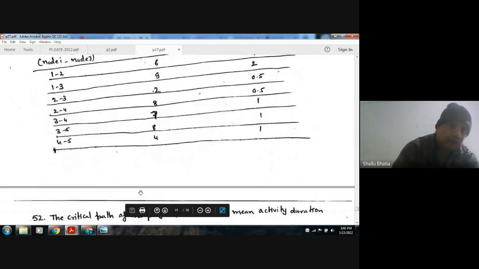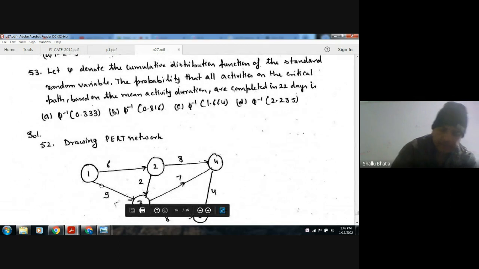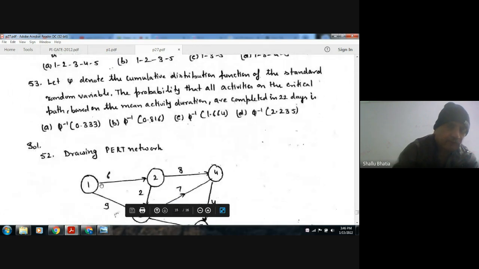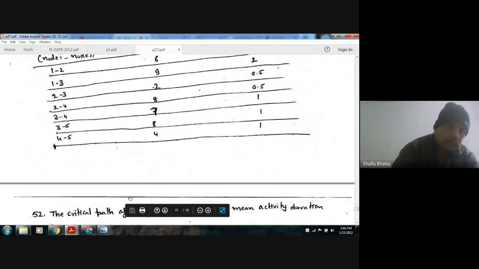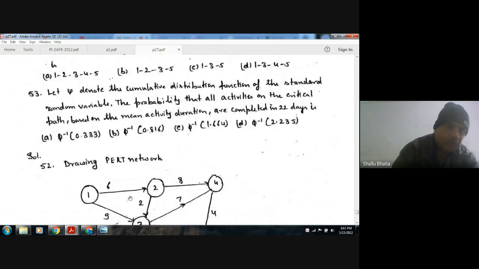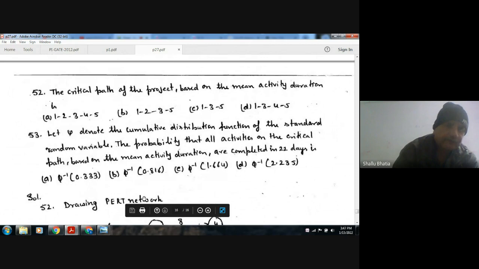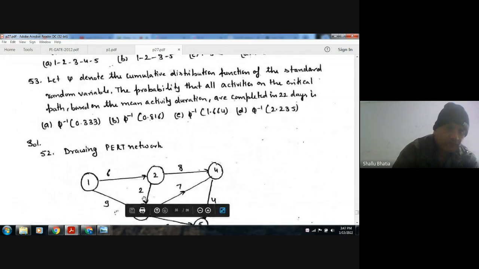First of all, drawing the network. 1-2 is 6, and these are the initial activities. 1-3 is 9. Then 2-3 is 2. Then 2-4 is 8.